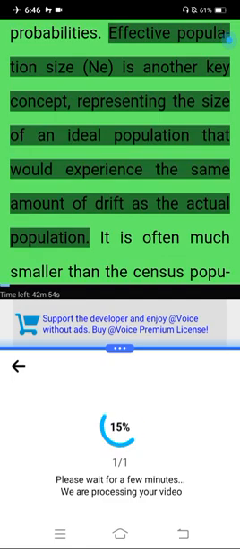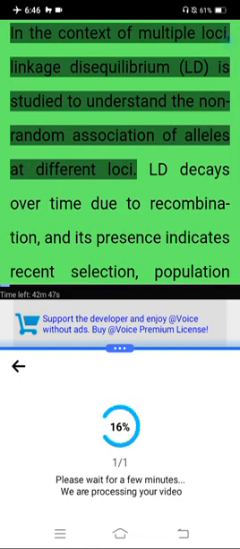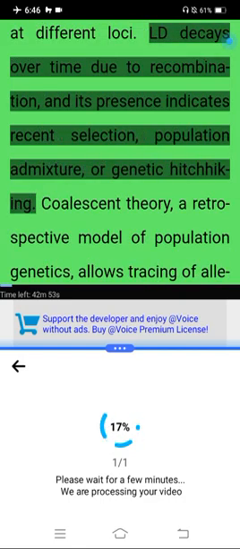Effective population size (Ne) is another key concept, representing the size of an ideal population that would experience the same amount of drift as the actual population. It is often much smaller than the census population size due to unequal sex ratios, variance in reproductive success, and fluctuations in population size. In the context of multiple loci, linkage disequilibrium (LD) is studied to understand the non-random association of alleles at different loci. LD decays over time due to recombination, and its presence indicates recent selection, population admixture, or genetic hitchhiking.